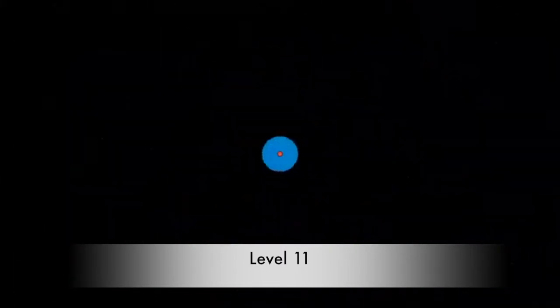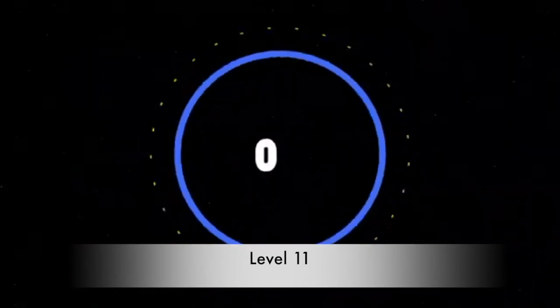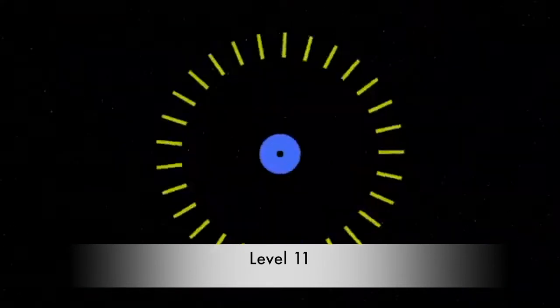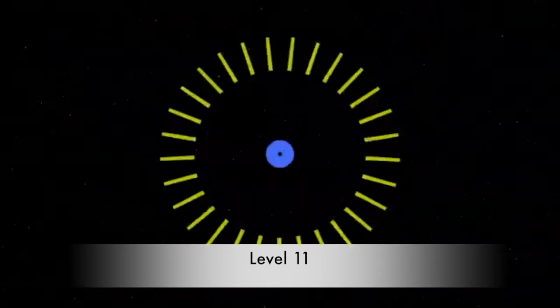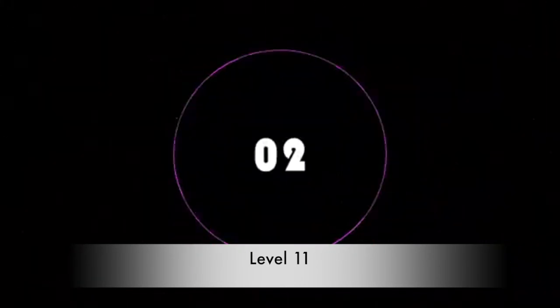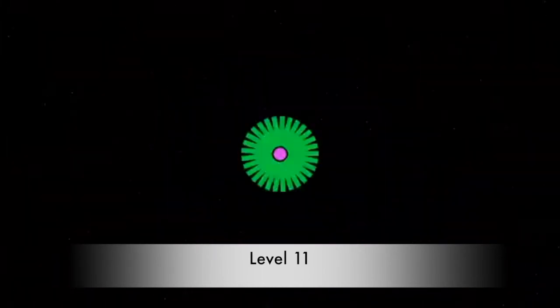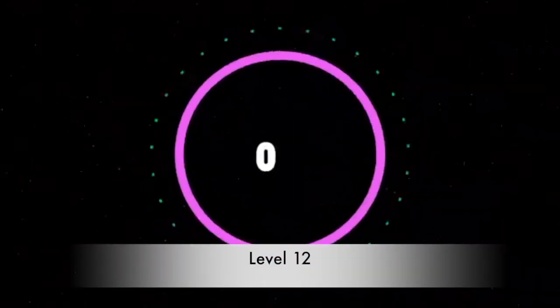124. 125. 126. Awesome job. 127. 128. 129. 130. 131. 132. 133. 134. 135. 136. 137. 138. End of level 11.